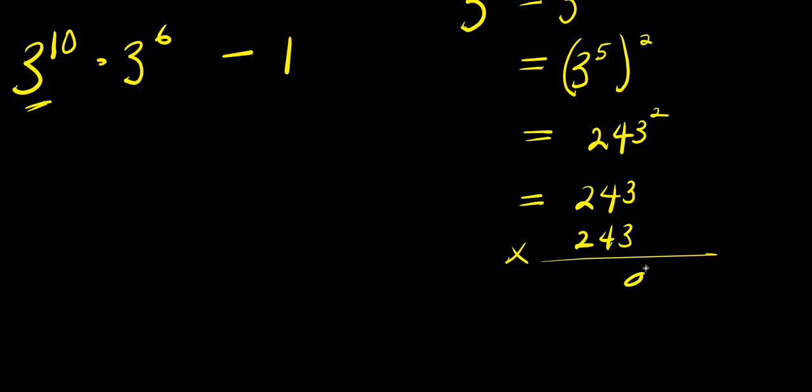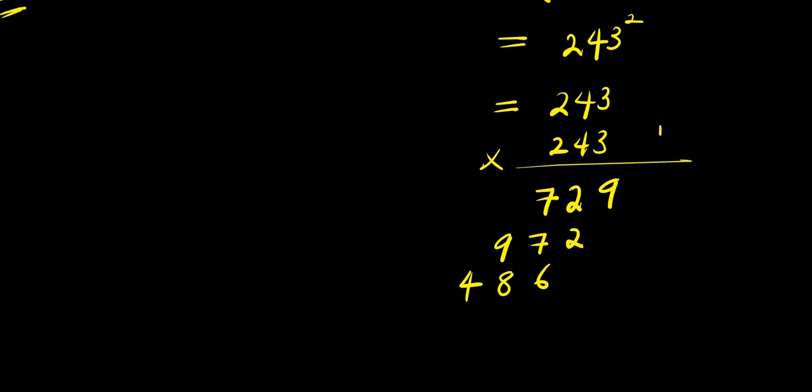3 times 3, that is 9. 3 times 4, 12, 2 carry over 1. 3 times 2, 6 plus 1, 7. 4 times 3, 12, 2 carry over 1. 4 times 4, 16 plus 1, 17. 7 carry over 1. 4 times 2, 8 plus 1, 9. 2 times 3, 6. 2 times 4, 8. 2 times 2, 4. So we add up everything together.